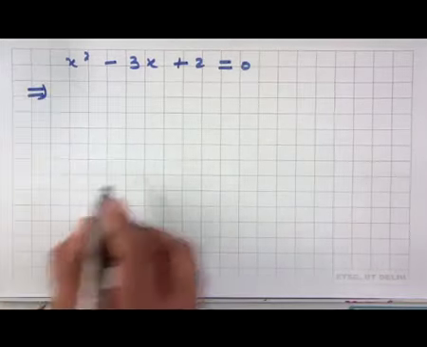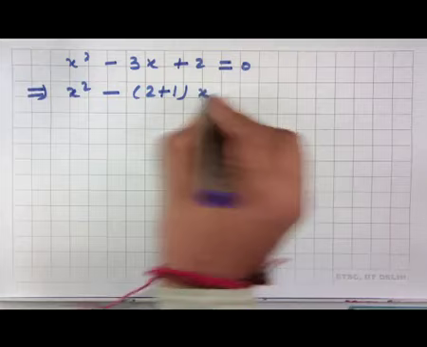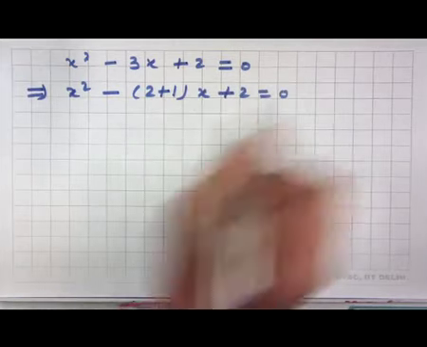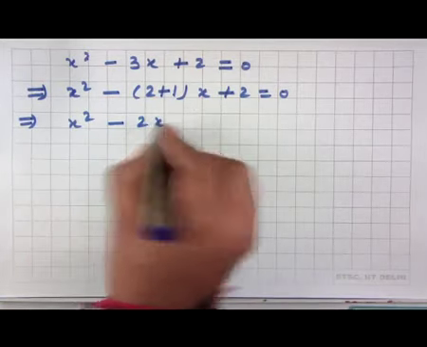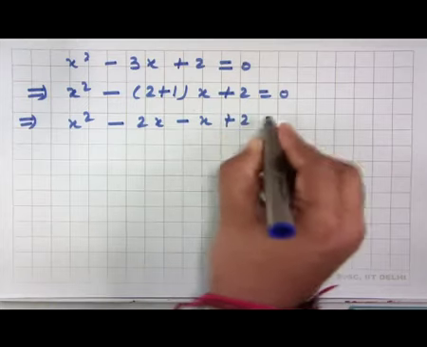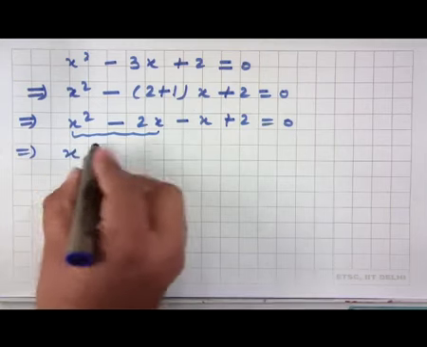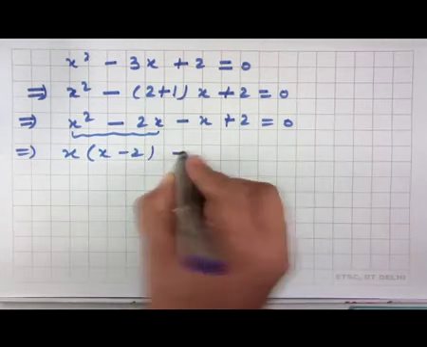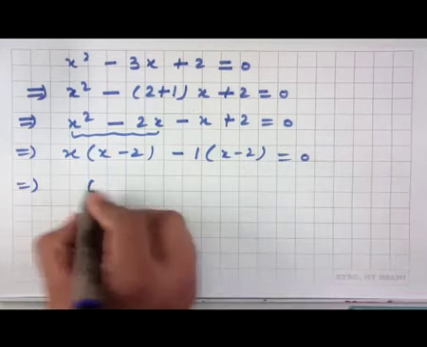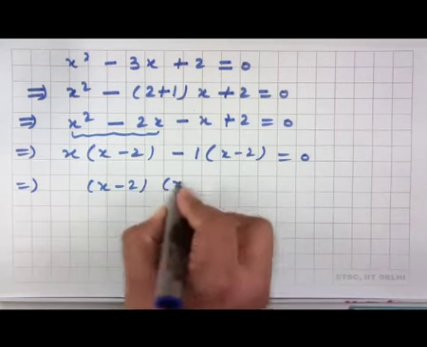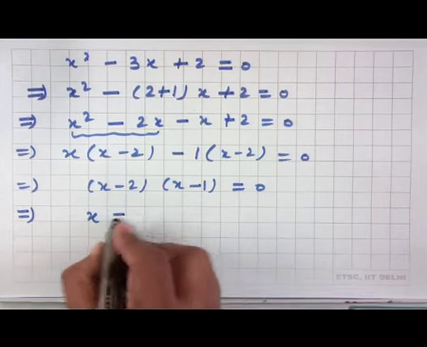We will try to factorize it. x square minus 2 plus 1 of x plus 2 equal 0. x square minus 2x minus x plus 2 equal 0. Now, try to take out the common. x of x minus 2, minus 1 of x minus 2 equals 0. It will be x minus 2, x minus 1 equal 0. Now, the roots will be x equal 1 and 2.